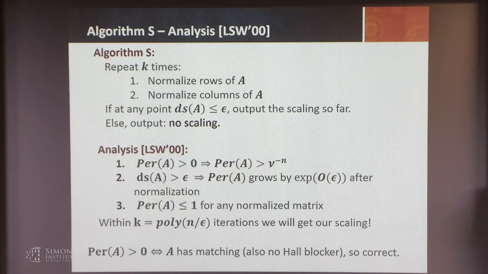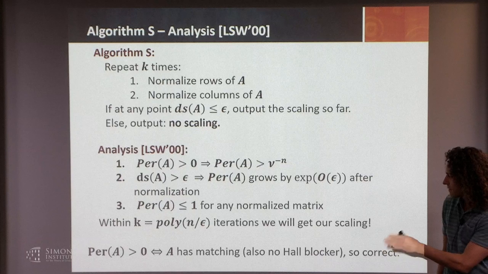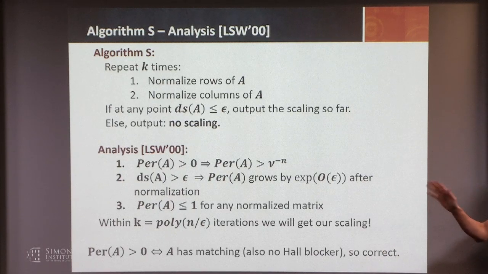Great. And we know that the permanent is bigger than zero if and only if A has a matching. So those two cases are the only cases, and the algorithm is correct. Okay, any questions so far?